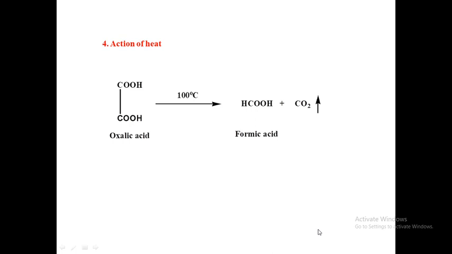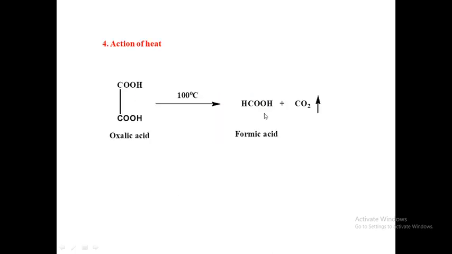Then the last one is action of heat. When oxalic acid is heated at 100 degrees Celsius, it forms formic acid with elimination of carbon dioxide. Okay, this is about oxalic acid. We saw the method of preparation and chemical reactions of oxalic acid. Thank you.